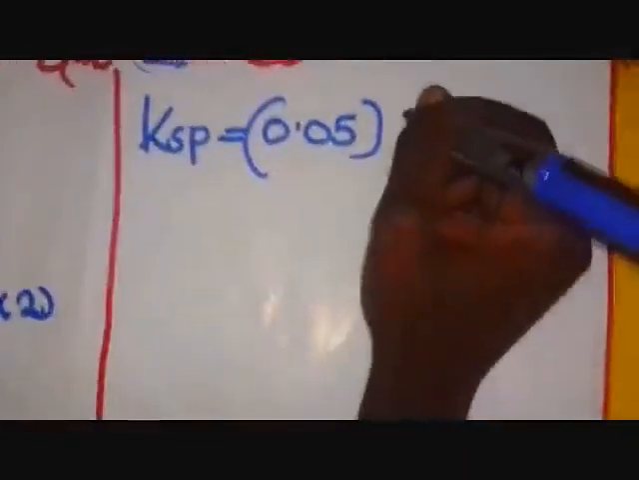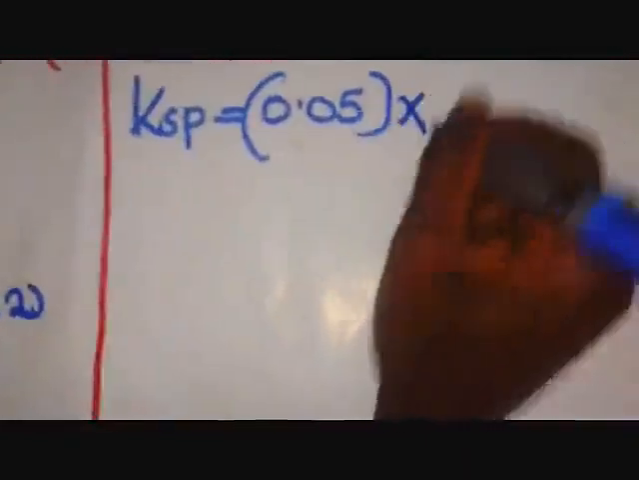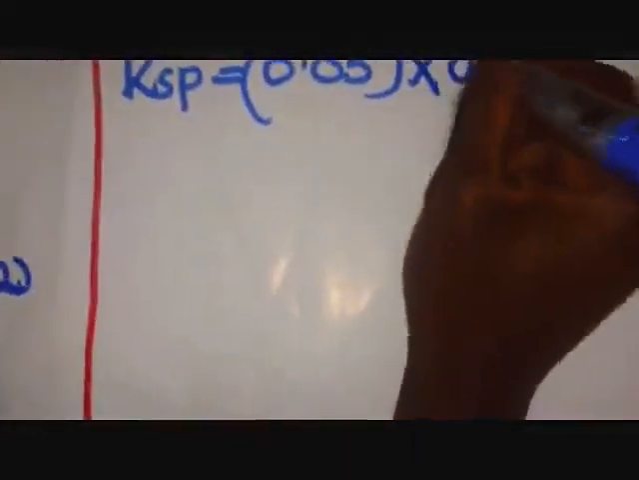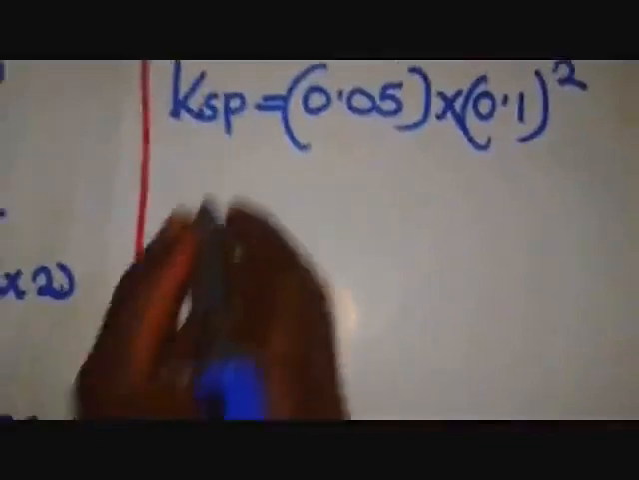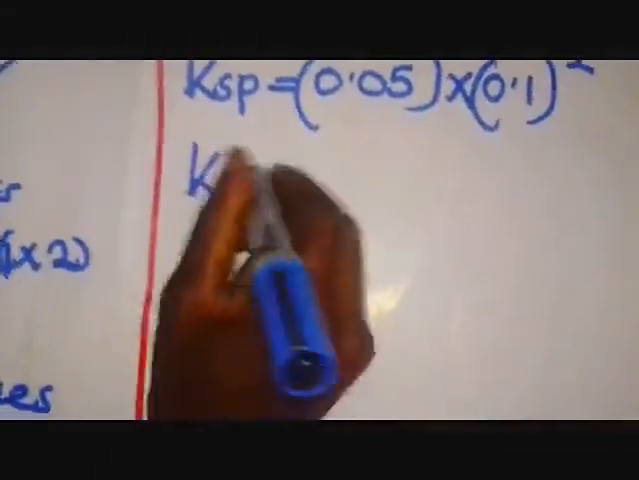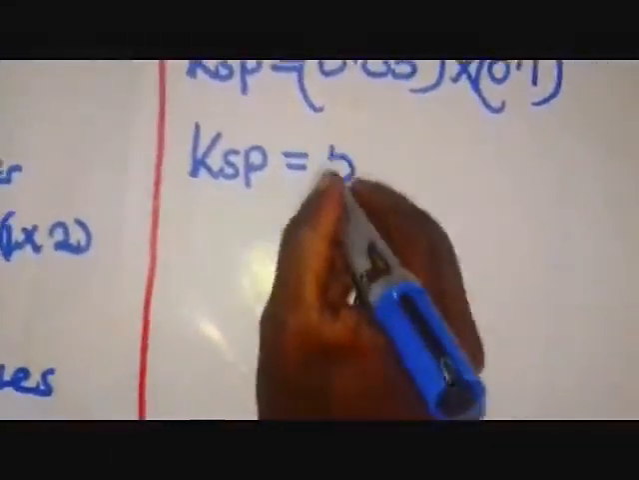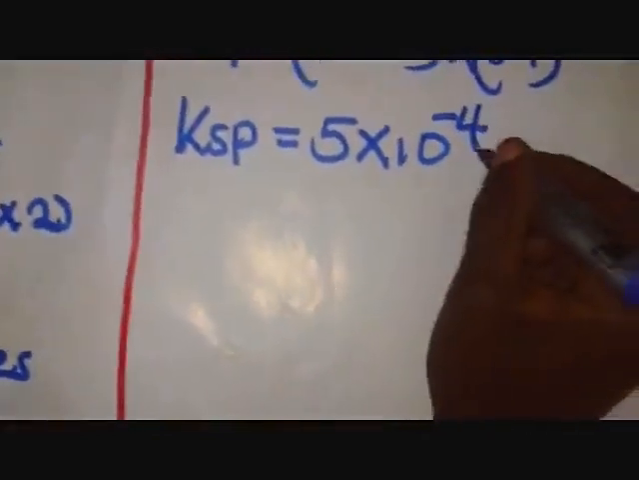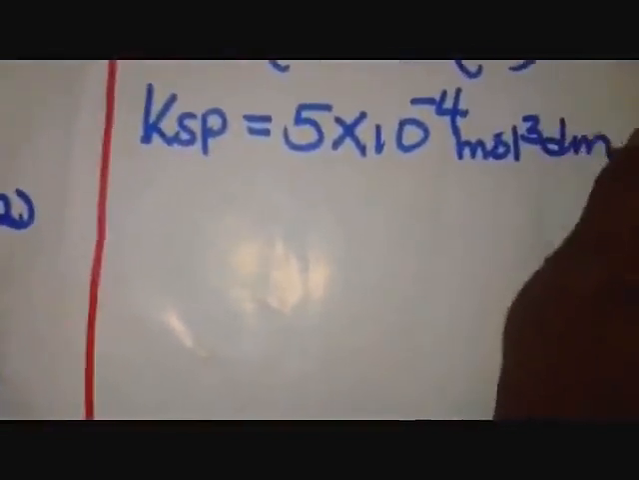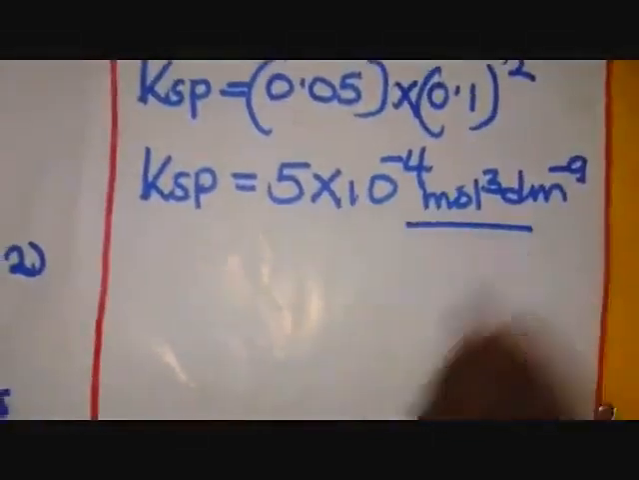Then times the concentration of what we are calling the hydroxide ions, which is 0.1. But remember, the expression is having power 2, so we raise it to the power of 2. After doing that, we see that our final Ksp is equivalent to 5 times 10 power negative 4 moles cubed dm power negative 9. Where are these units coming from?